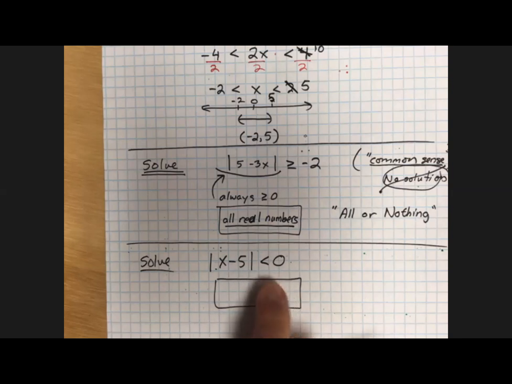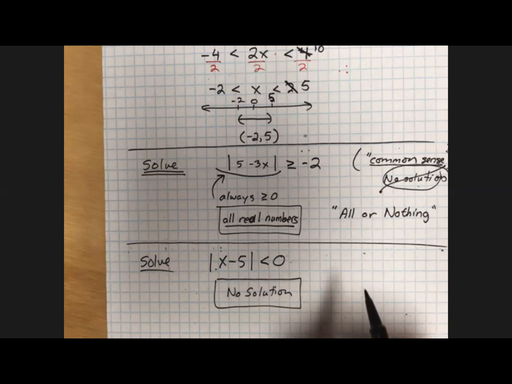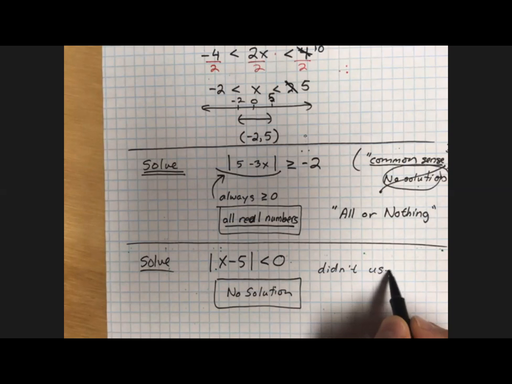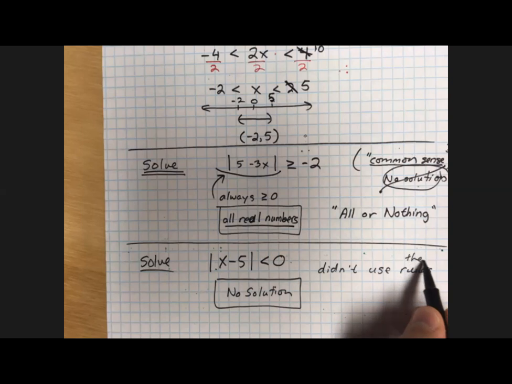And the problem is, to be less than 0 means to be negative, and this puppy is never negative. I don't care what you stick in there. Never negative. So the answer is that there's no solution to that problem. And the answer to your question, what makes this different from the other problems, is I did not use one of the 3 rules.